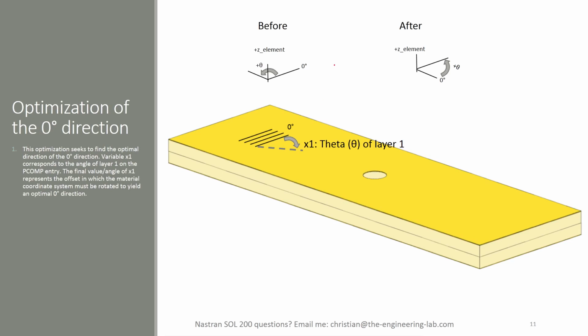Now, how are we going to set up the variable to perform this optimization? What we're going to do now is go to that first ply, which is this golden ply. We're going to take this theta, which is currently set to 0, and set it as a variable x1. We're going to let this theta rotate or change. Now, why is this important?